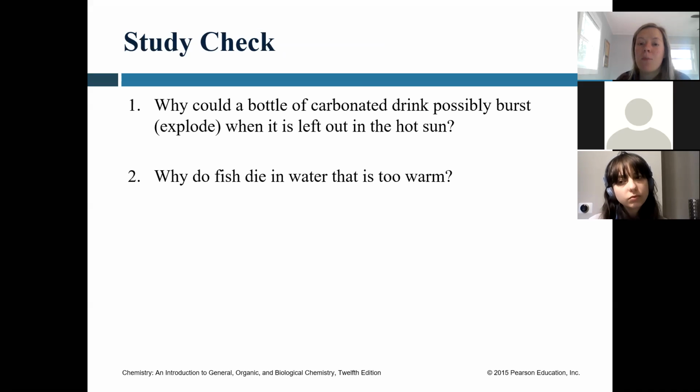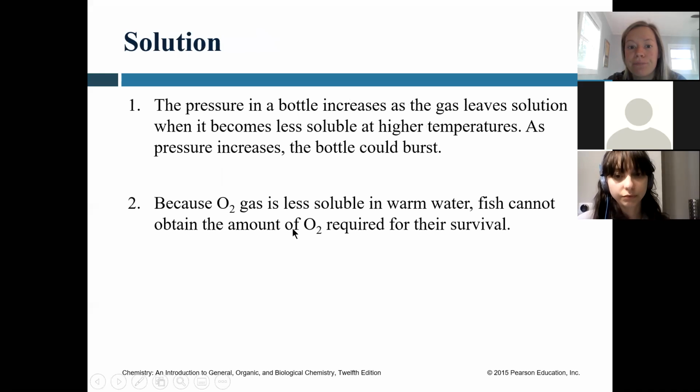Why do fish die in water that is too warm? This is something that happens as sea temperature rises. It's because warm water can't hold the same amount of dissolved oxygen. So warm water will hold less dissolved oxygen. The fish are breathing oxygen. They're just breathing it differently than we are. They're filtering it out through the water. They're not getting the same oxygen quantities, and they die.